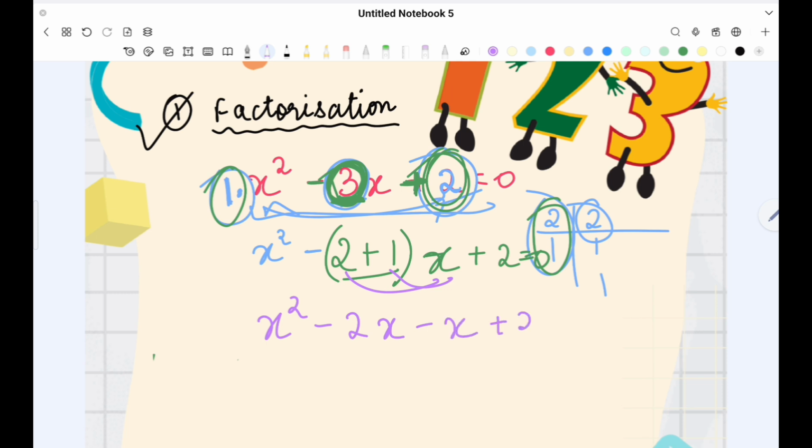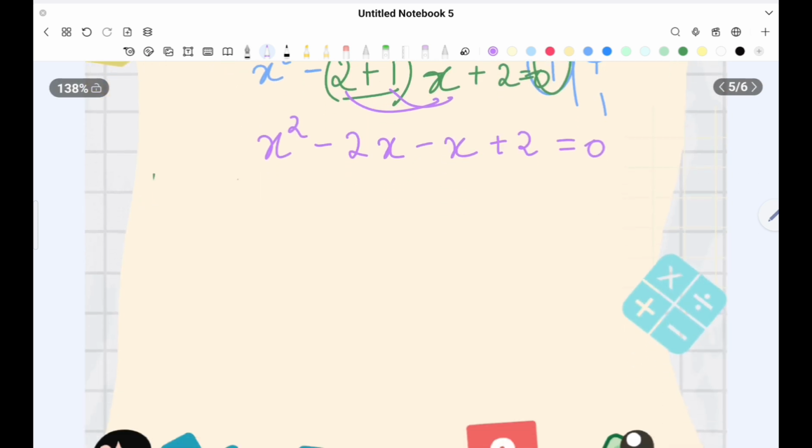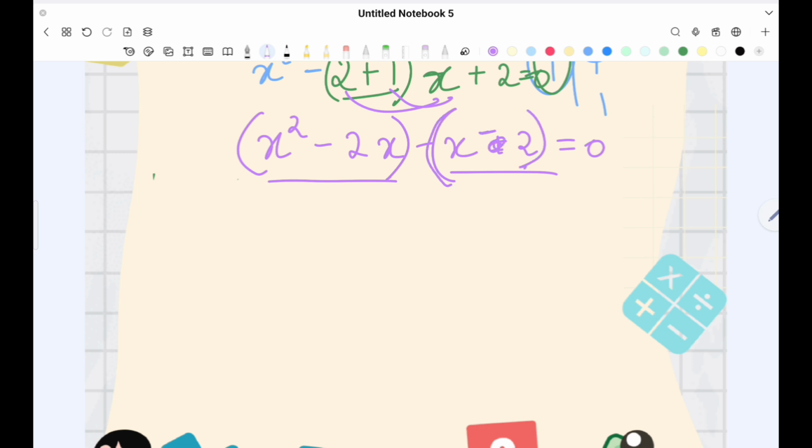Now let us separate them into different brackets. Let us keep this into 2 brackets and let us keep this into 2 brackets. While putting the brackets, we will change the sign inside the bracket. I hope I am clear with this and I hope you are familiar with BODMAS rule. Okay. Now let's solve this.